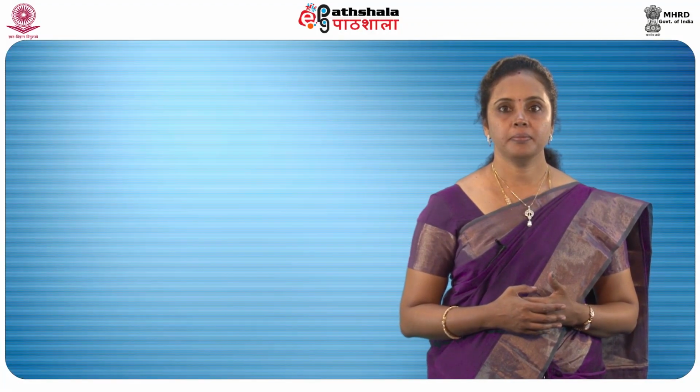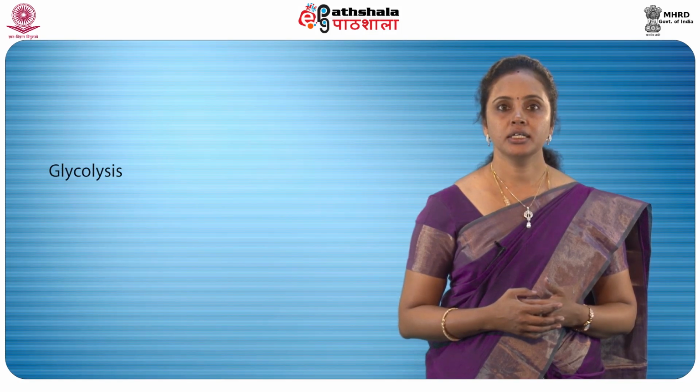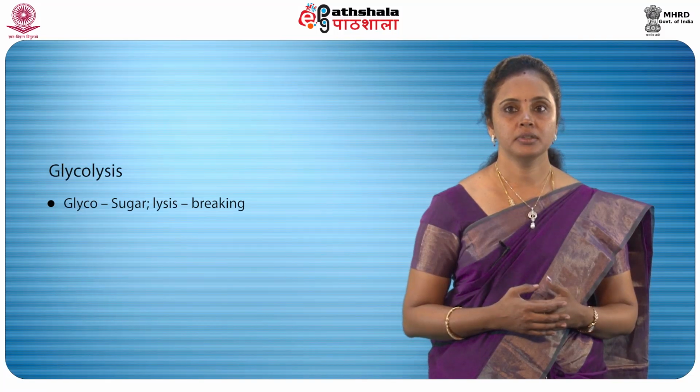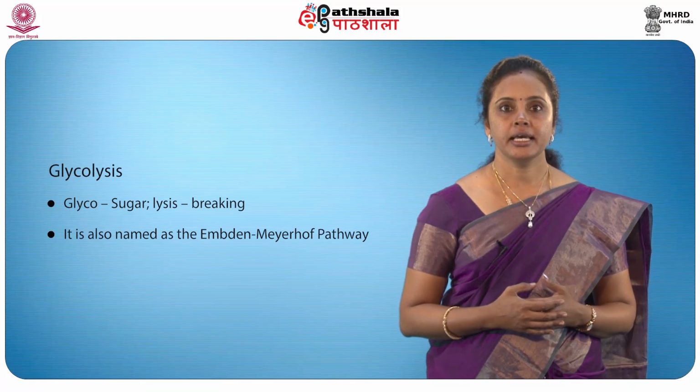The first topic we will take up is glycolysis. The word glyco means sugar and lysis means breaking. It is also named the Embden-Meyerhof pathway. Glycolysis is a common pathway present in all organisms, from yeast to mammals. As I told you earlier, the glycolytic pathway describes the oxidation of glucose to pyruvate with the generation of ATP and NADH. In eukaryotes, glycolysis takes place in the cytosol.